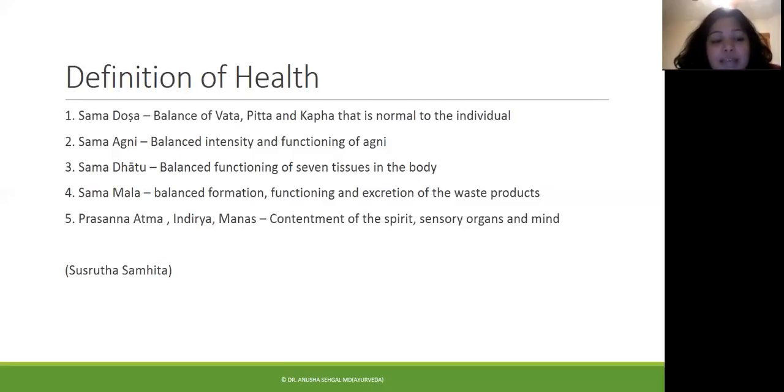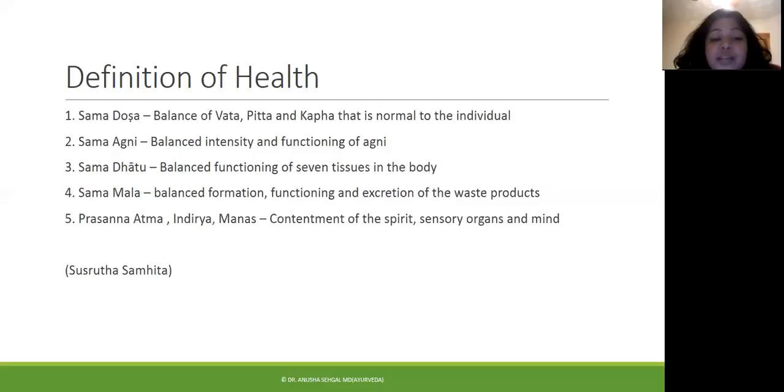Okay, the next is Samamala. We want to make sure that there is a balance of the malas. Malas are equally important as the doshas and the dhatus, because they are the byproducts or end products of the processes carried out by the doshas and dhatus. This means they're not exactly just waste. It's not just waste that needs to be thrown out, but it has a function as well, which means it needs to be produced in an appropriate quantity and excreted at the appropriate time. So balance of the malas means that they're being formed, carrying out their functions, and being excreted out of the body at the appropriate time. That's what we look at when we say we want a balance of the waste products.